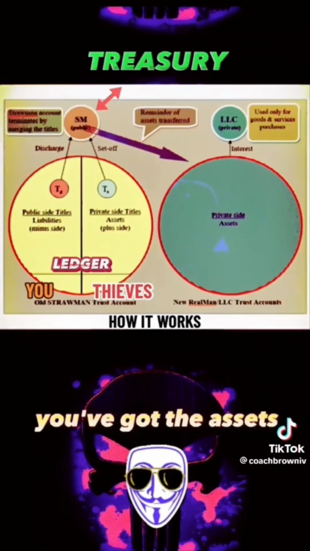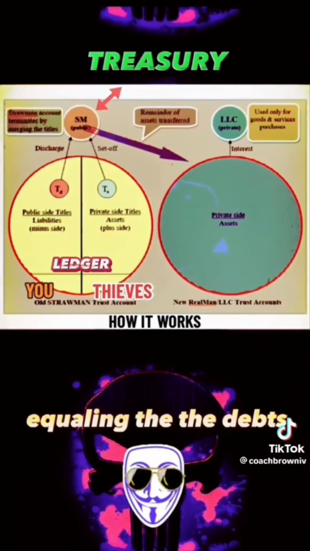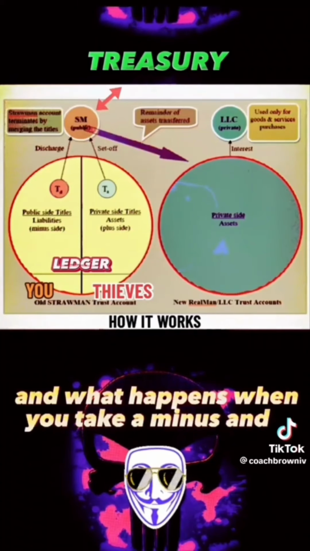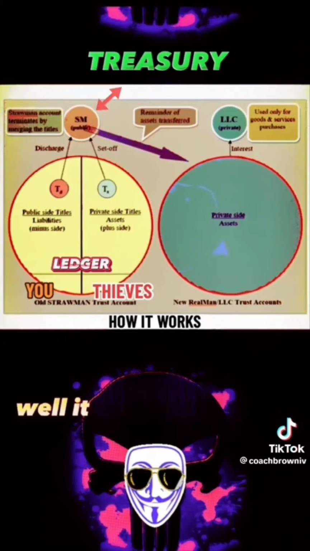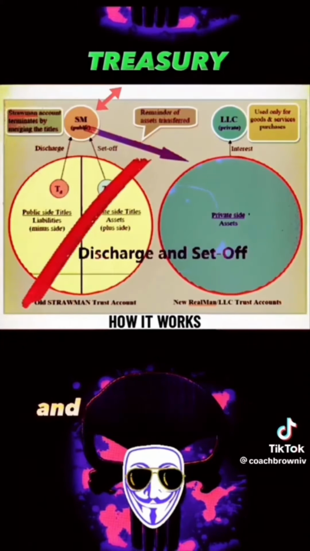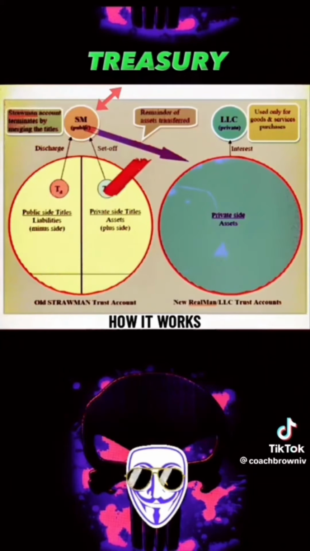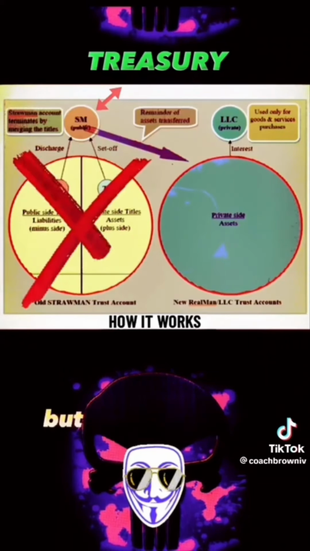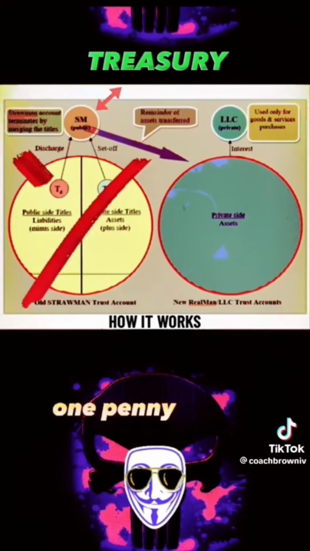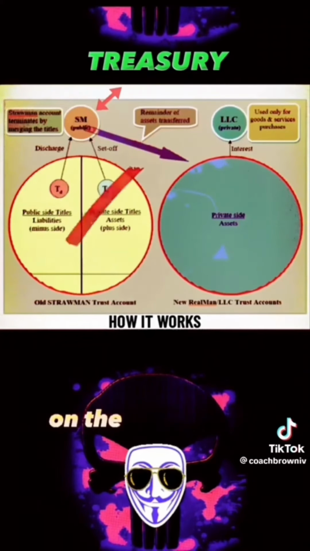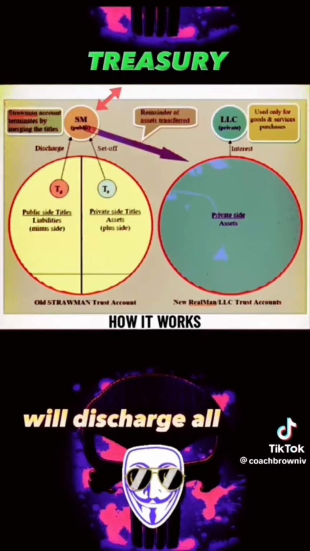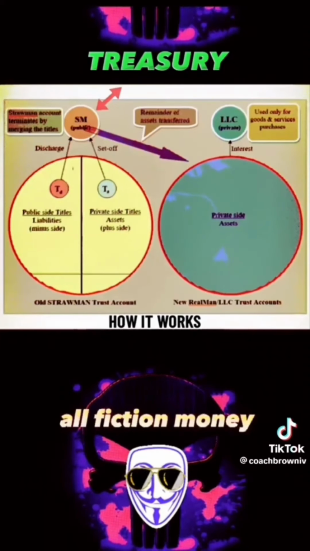You've got the assets equaling the debts. And what happens when you take a minus and a plus and bring it together? Well, it discharges on the public side, and it sets off on the private side. You bring the account to zero. But here's the thing. 1 penny of real money, lawful money on the private side will discharge all debts, all fiction money on the liability side.